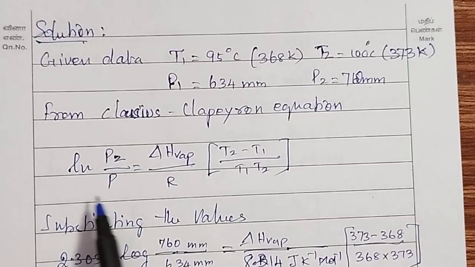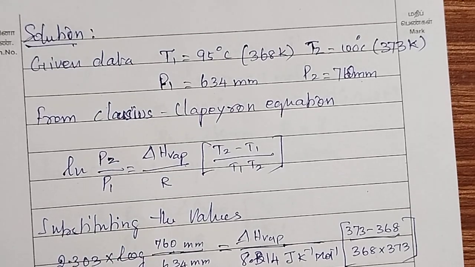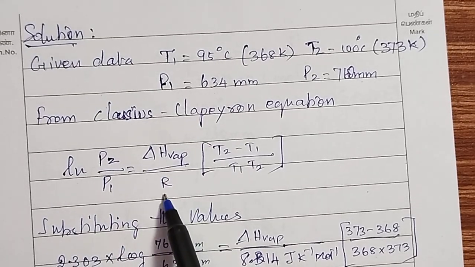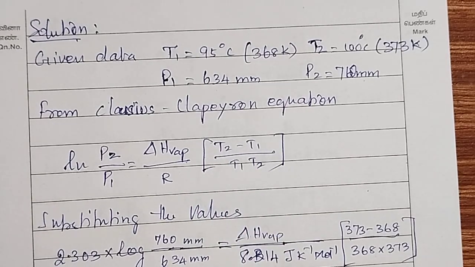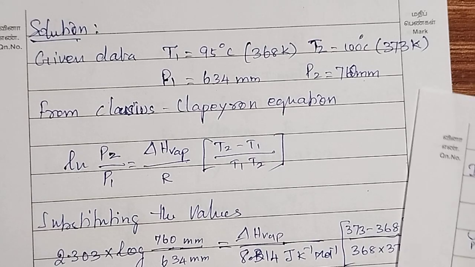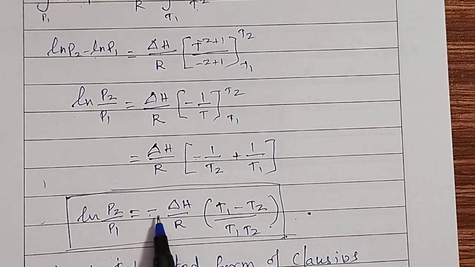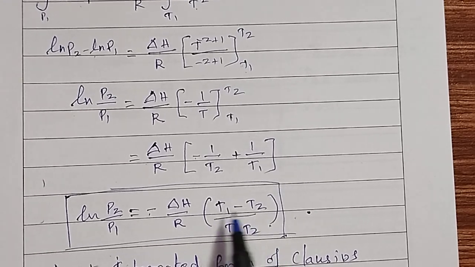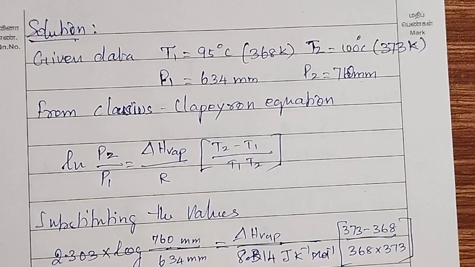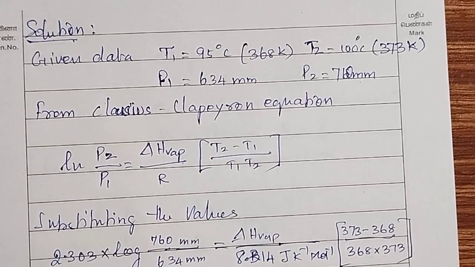We will use the Clausius-Clapeyron equation to solve this. The Clausius-Clapeyron equation says ln P2 by P1 is equal to delta H of vaporization divided by R into T2 minus T1 divided by T1 T2. You can see a slight modification in the equation. Earlier we saw minus delta H by R into T1 minus T2 over T1 T2. Now I have multiplied this minus inside, and therefore it is T2 minus T1.